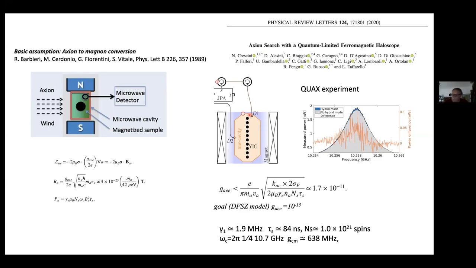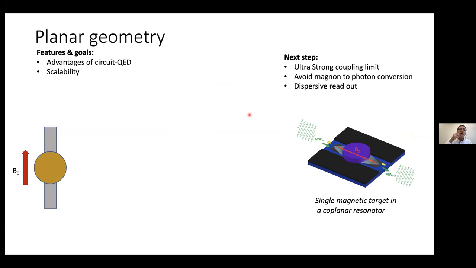By talking with colleagues, we want to explore the possibility of using a planar geometry. Let me explain a little bit of this and see if we may have some advantage. To be more explicit, we are going to use a superconducting circuit, a superconducting planar resonator like this. And let's say we put on top a bulk magnetic system. The geometry is also shown here. The main advantage of this scheme is that we can use some tricks from circuit quantum electrodynamics. But since we want a bulk magnetic system, we still need a bulk disk on top of the resonator.